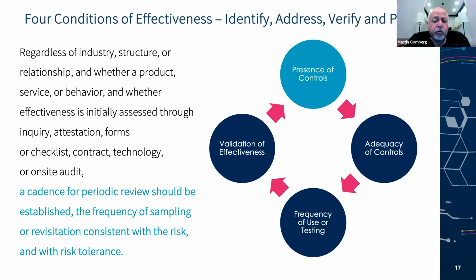I alluded to this control before when we were discussing the checklist for inquiry. These are the four conditions of effectiveness. I find this to be probably the most powerful of risk controls because it can be used with any framework or standard. It's not enough to know if you have a control in place. You also need to know, is it adequate? What is the frequency on which you use or test it? And what is the mechanism by which you can validate that it stays effective?